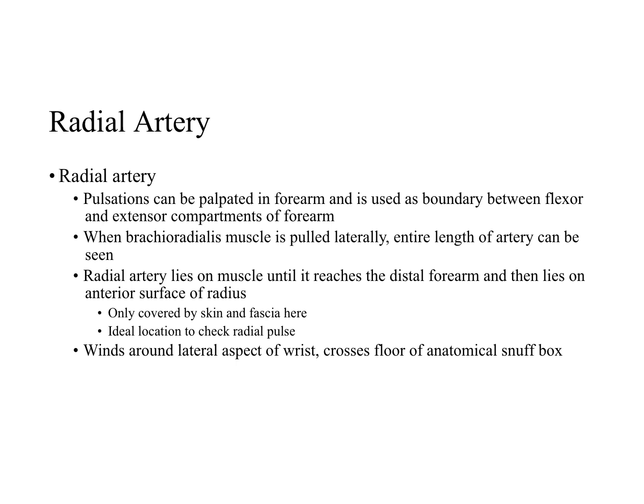The course of the radial artery in the forearm is represented by a line that joins the midpoint of the cubital fossa to a point just medial to the radial styloid process. The radial artery then leaves the forearm by winding around the lateral aspect of the wrist and crosses the floor of the anatomical snuff box.